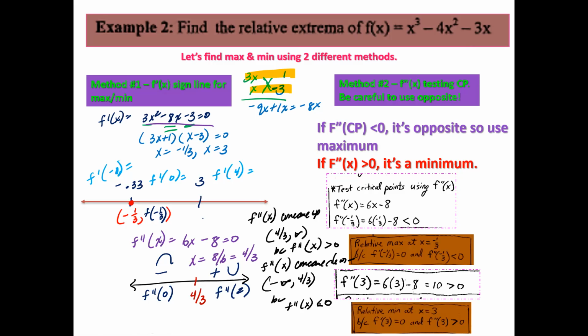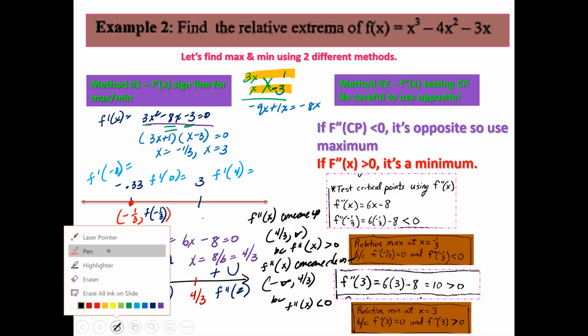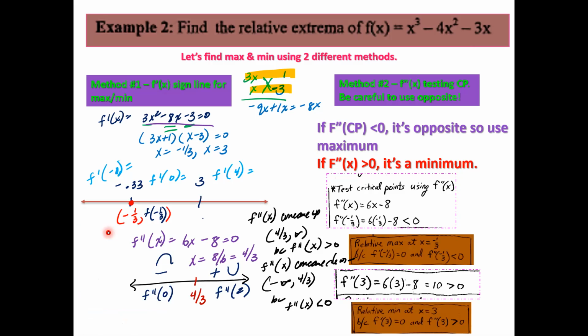Now, if you were to go ahead and use a second derivative to test for max and min, if f double prime of x, when you plug in the critical point, is less than 0, it's opposite, so use maximum. However, if f double prime of x with the critical point is greater than 0, then it's a minimum. So instead of doing the sign line, this is an alternative method. So if you look at this, f double prime of x equals 6x minus 8. If you plug in the negative 1/3, which is what you have here, you will find out it's less than 0. So that means opposite, less than 0 is going to be a relative max.